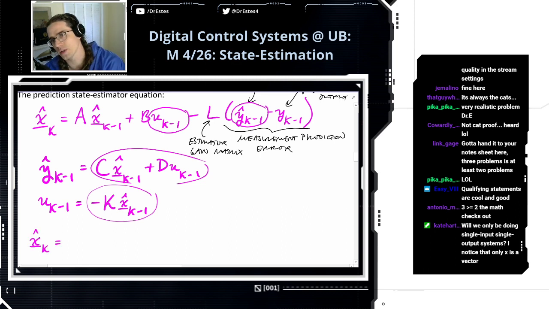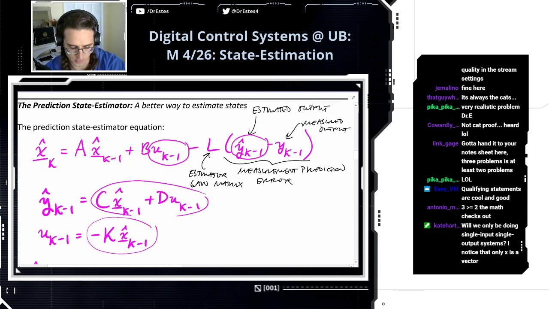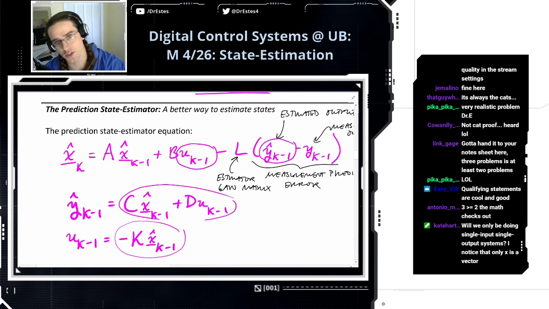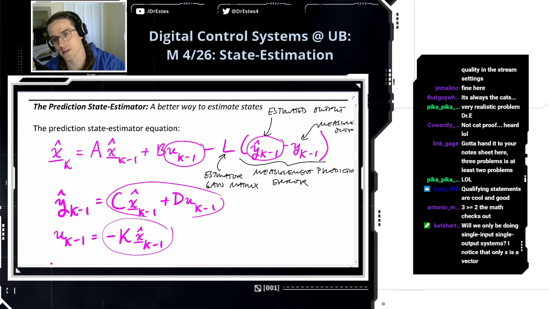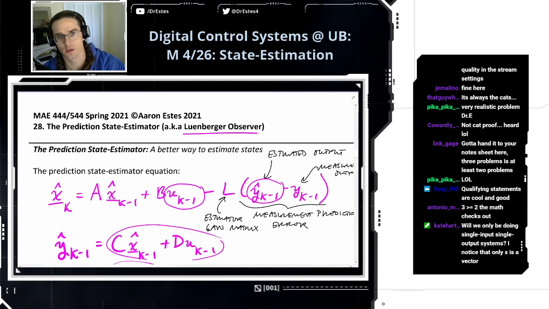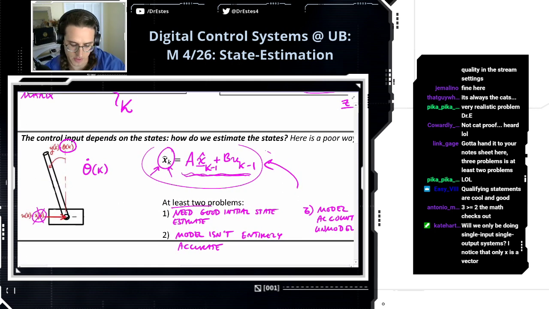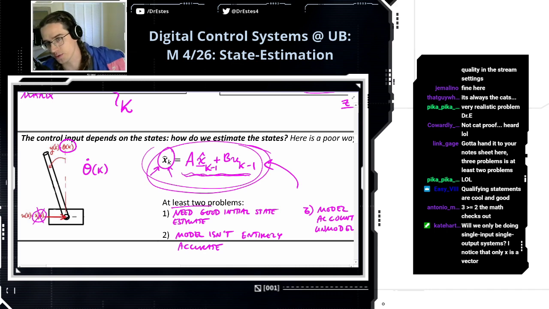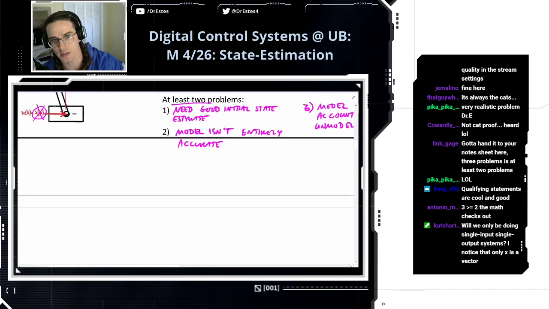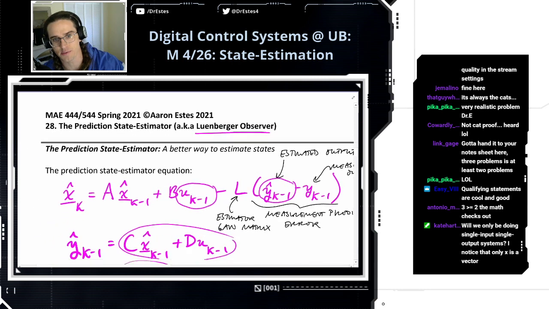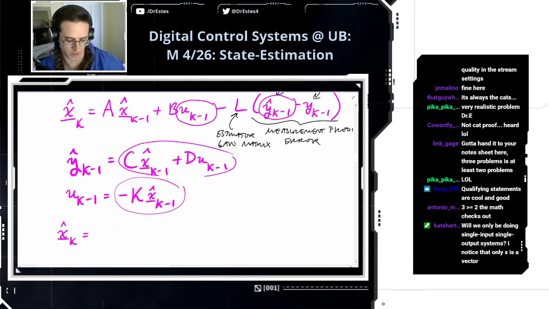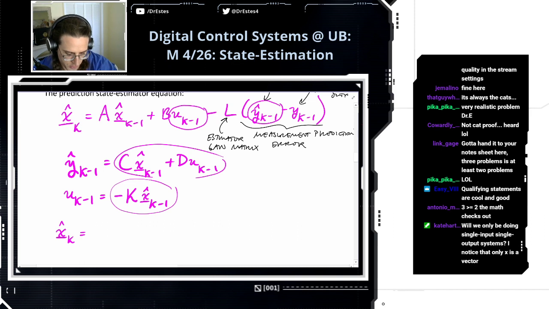Okay, and the reason we're doing this, I want to prove to you that this equation for an estimator makes it so that your estimated states eventually converge to the true states. If you just tried to estimate your states using this equation, you would diverge. You would get farther and farther away from the true states. But the case is not the same for this, and I want to prove that to you. Okay. So it's an interesting thing.